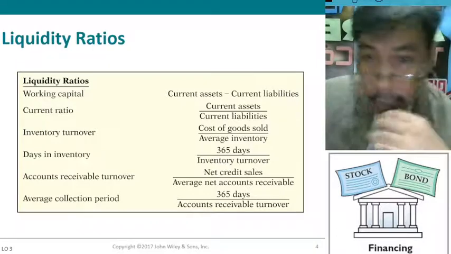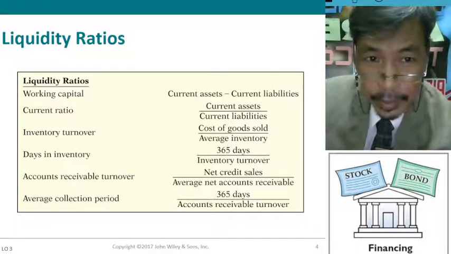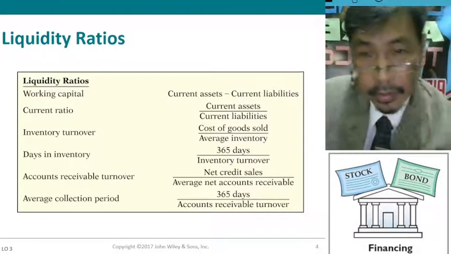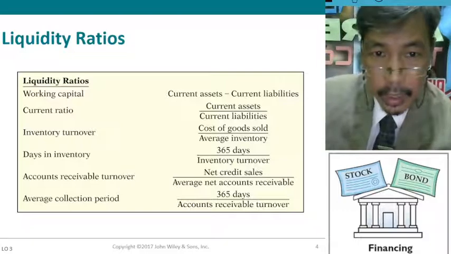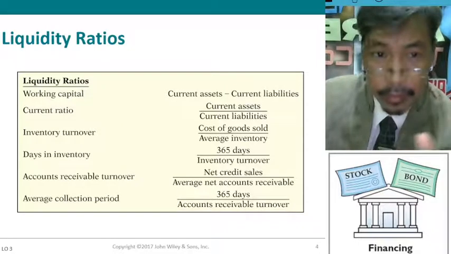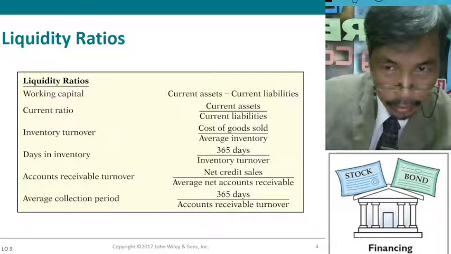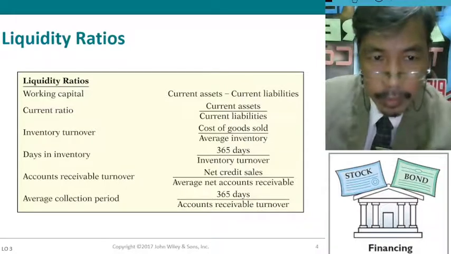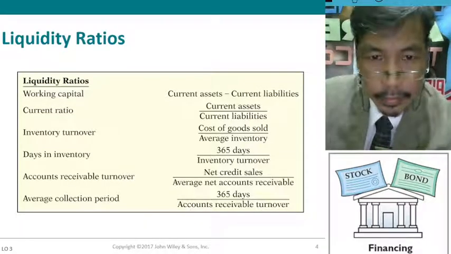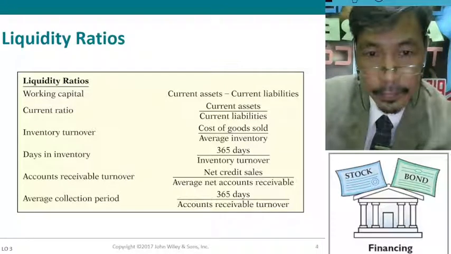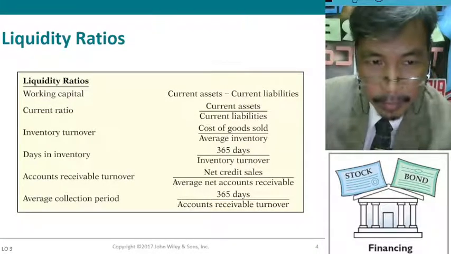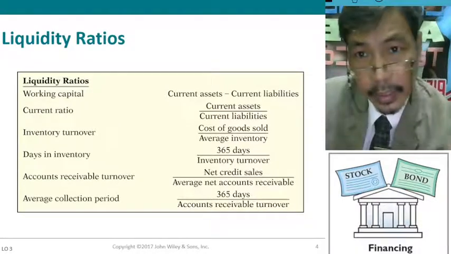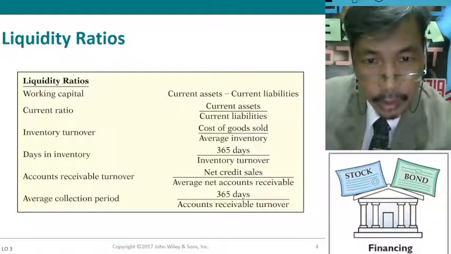Okay. Liquidity ratios. Working capital is equal to current assets minus current liabilities. We already know that from our previous lectures. Current ratio, current assets divided by current liabilities. Similarly, we already know about this. Inventory turnover, cost of goods sold divided by average inventory. Days in inventory, 365 days divided by inventory turnover. So far, we already discussed this in our previous lesson.